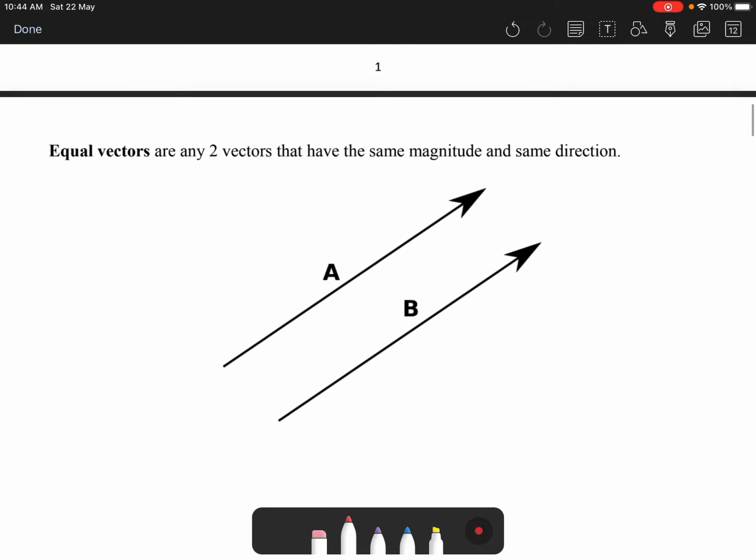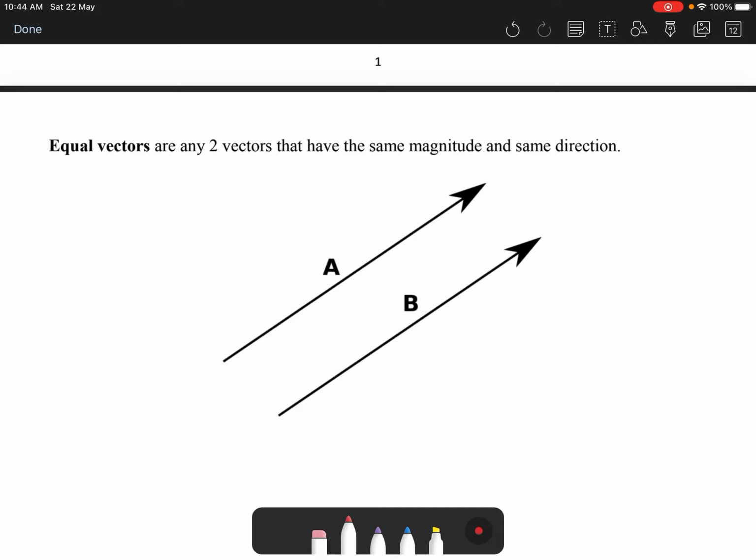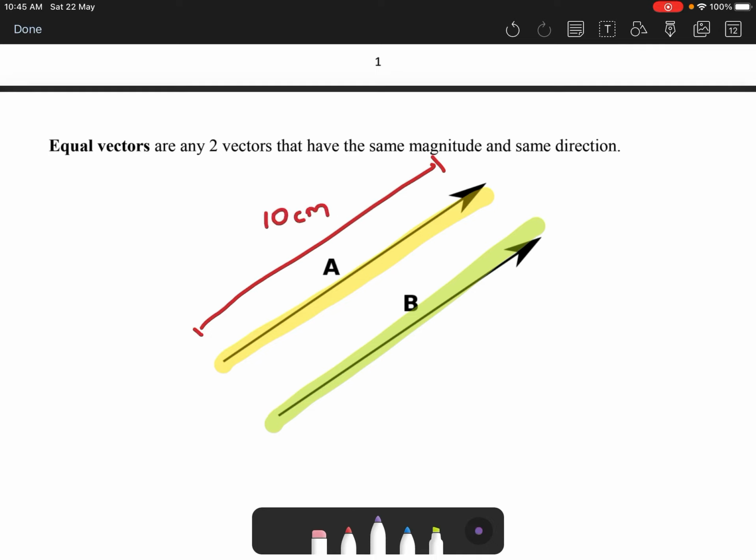Okay, so first of all, we need to introduce some terminologies. If I have two vectors, they have the same length. Okay, so A here, then B right here. So both of them maybe have a length of 10 centimeter. And they are pointing in the same direction. They are pointing both in northeast direction. They are said to be equal vector.